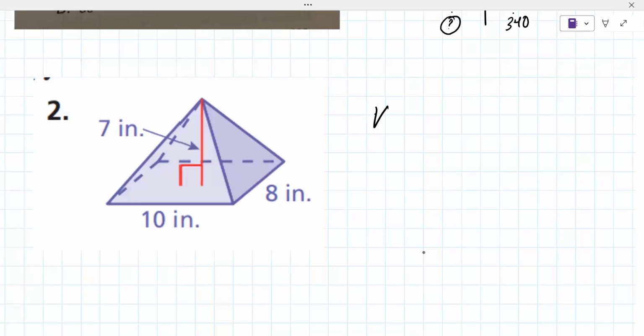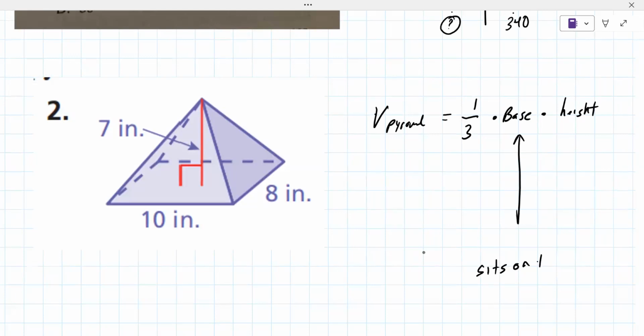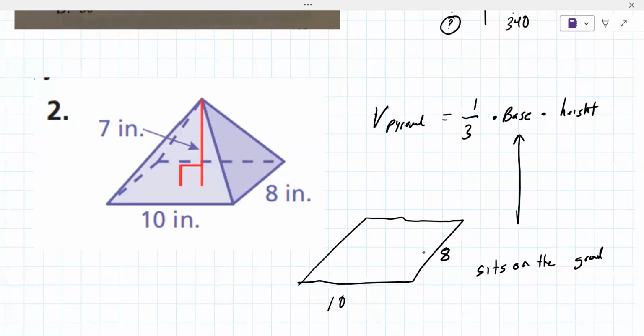So the volume of a pyramid, this one's a little bit more general. It's 1/3 the area of the base times the height. The base is the big thing here, the thing that sits on the ground. Do you see that there's a rectangle that sits on the ground in this problem? Yeah. So that's the base. So what is the area of the base in this problem?